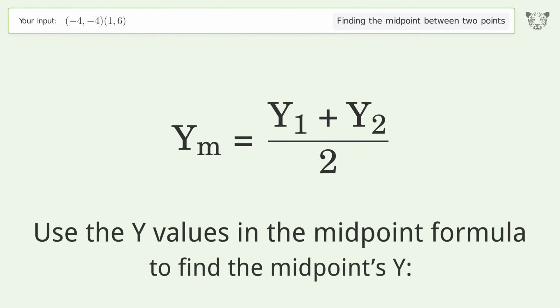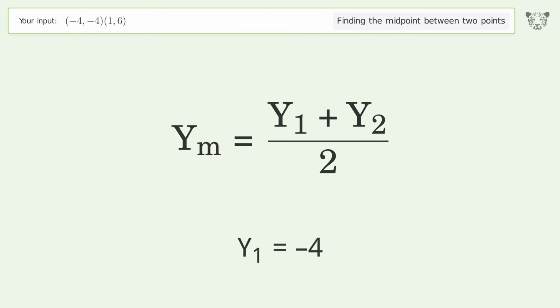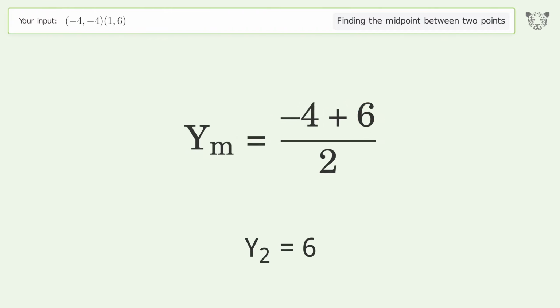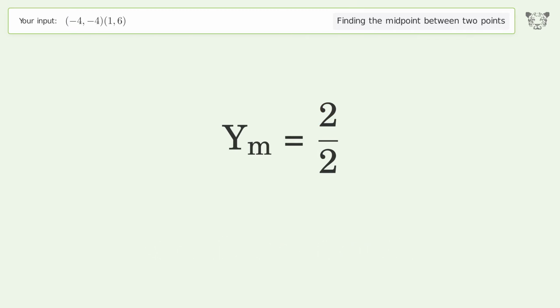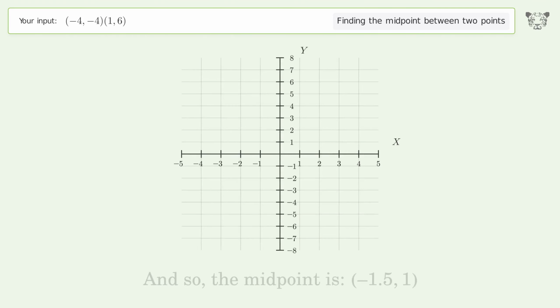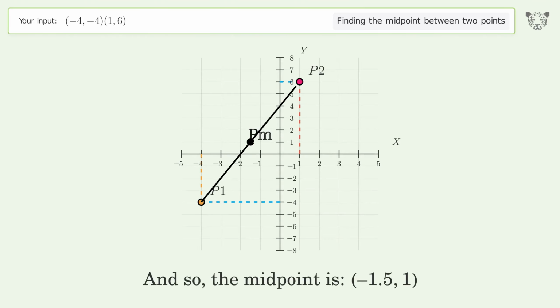Use the y values in the midpoint formula to find the midpoint's y. y1 equals negative 4. y2 equals 6. Simplify the arithmetic. And so, the midpoint is (-1.5, 1).